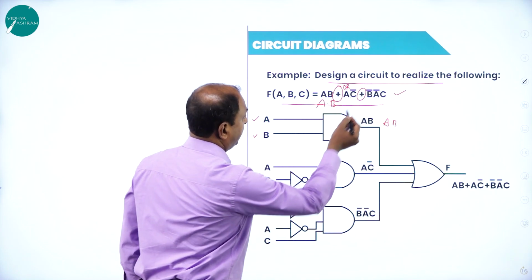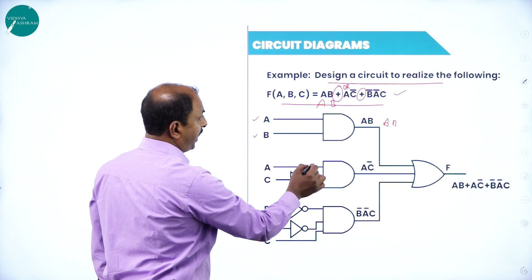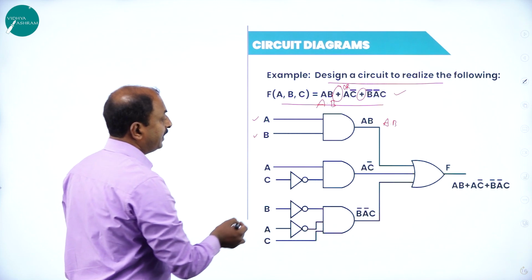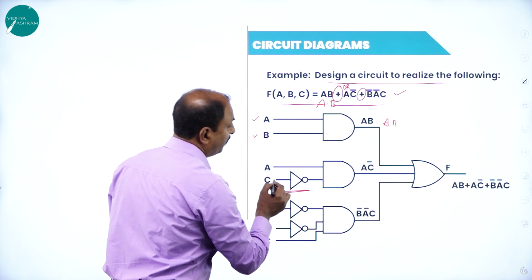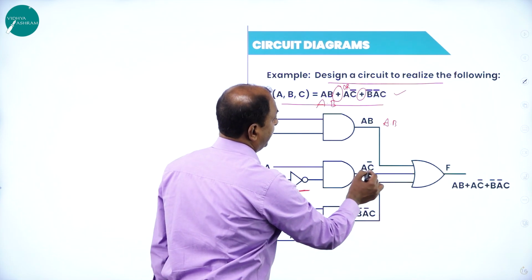Next one is A, C naught. Here A and C naught use an AND gate, and here A, and this C naught is nothing but C bar, that is a NOT gate. So this is how we represent C naught, and the output is A, C naught.